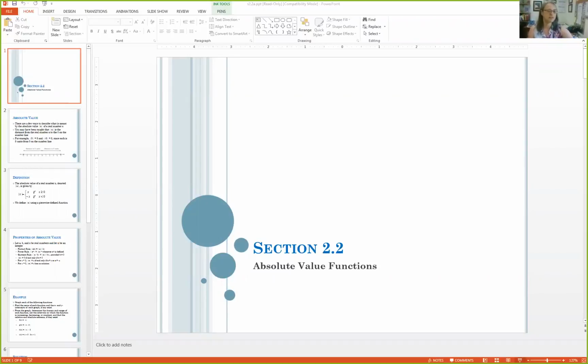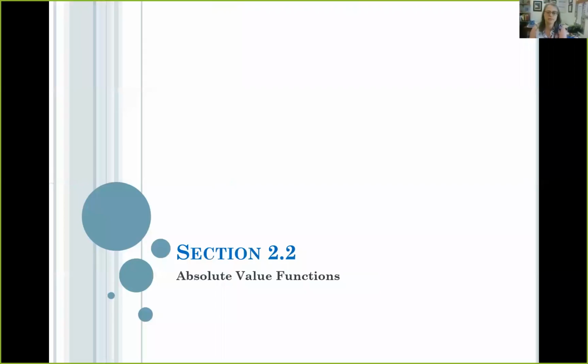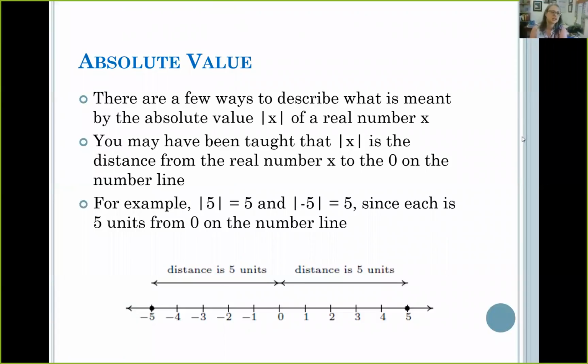We're going to spend a few minutes, this one should be pretty short, talking about absolute value functions. We all sort of know what the absolute value is, but let's look at the formal definition.